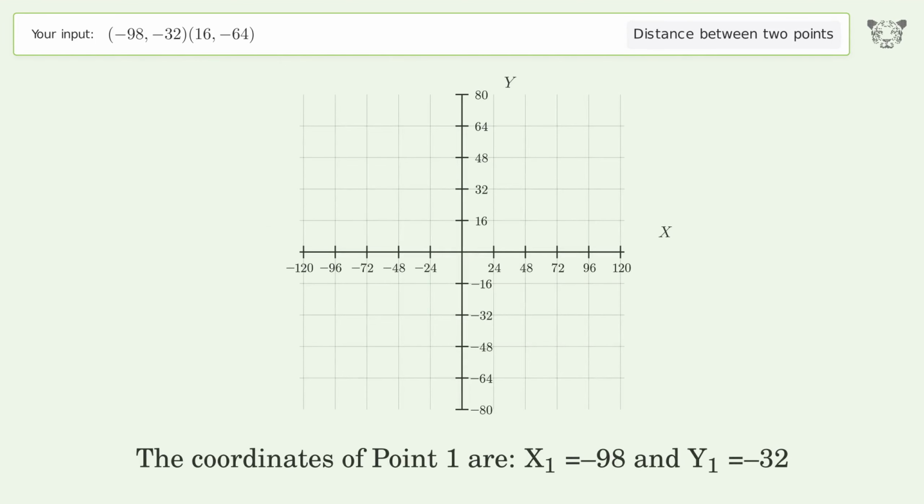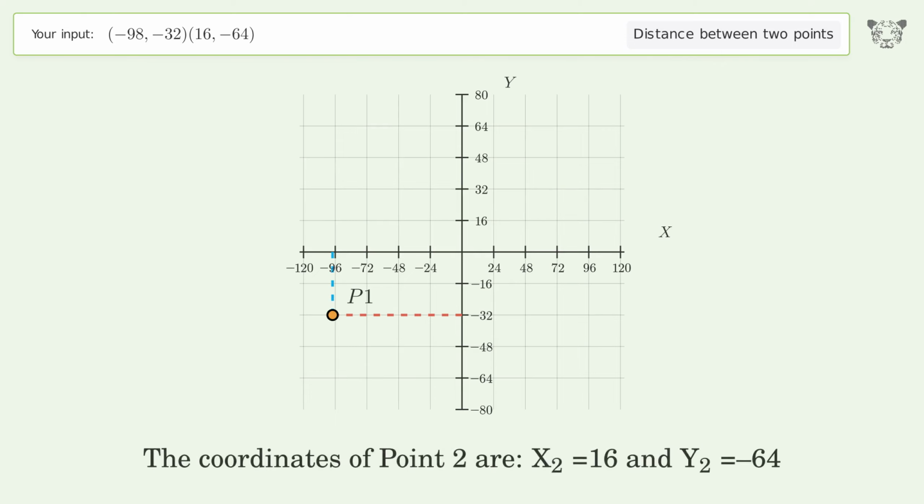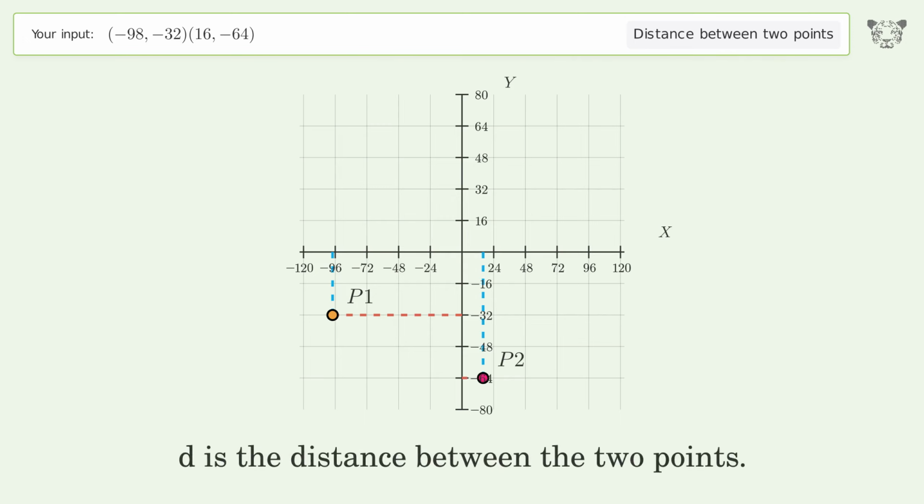The coordinates of point 1 are x1 equals -98 and y1 equals -32. The coordinates of point 2 are x2 equals 16 and y2 equals -64. D is the distance between the 2 points.